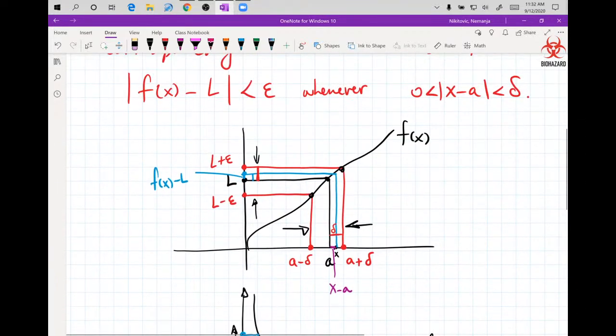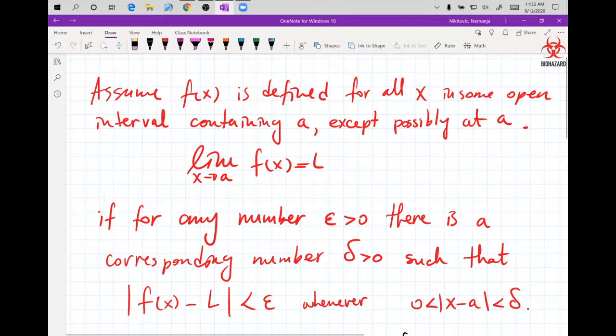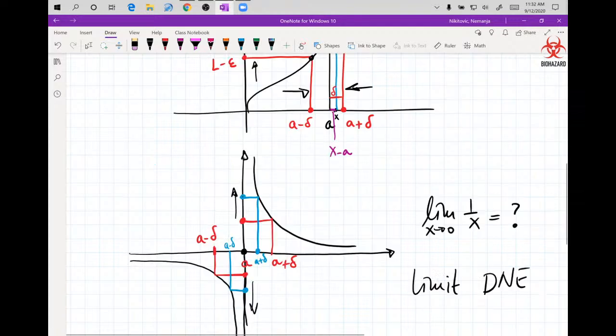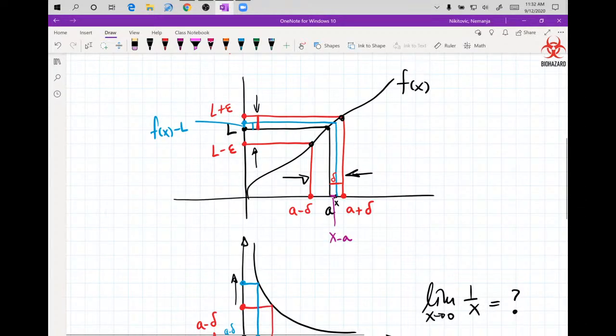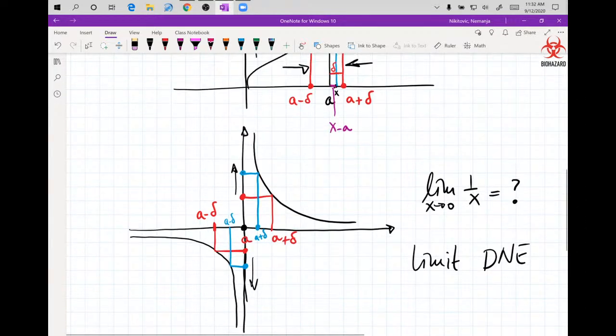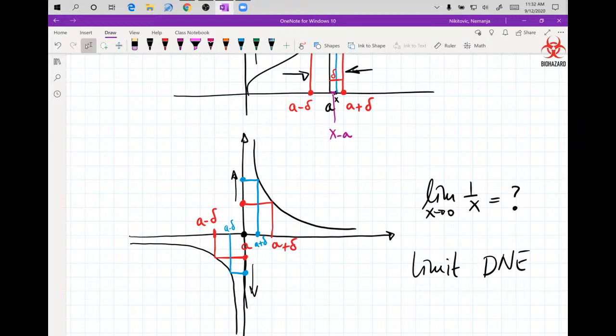And that's it. So you are responsible for the definition, and the two pictures, one explains the limit, the other one explains limit does not exist. And those are the two.